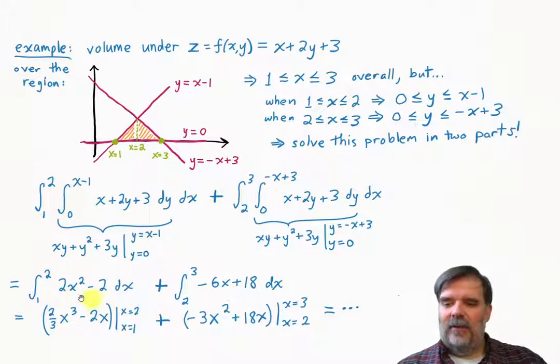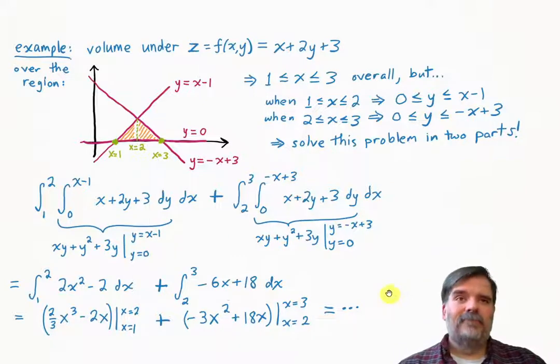Find the antiderivative of 2x squared minus 2. Evaluate it from x equals 2 to x equals 1. Find the antiderivative of minus 6x plus 18. Then evaluate it from x equals 3 to x equals 2. Let's put a dot, dot, dot here. You're going to get a number at the end. The important part is just this process works a little bit differently because it's a two-part problem. Twice as much fun.